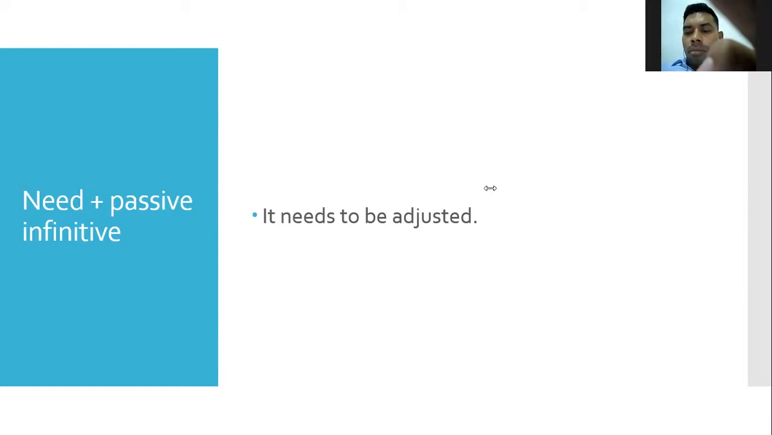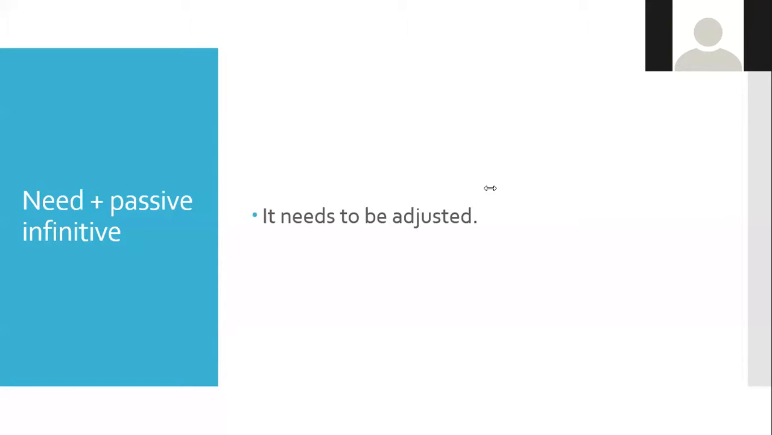I will check the chat here because I see that you're sharing something. Let me see. Oh, here we have some examples. The fuse box needs to be checked. Okay, that's the passive infinitive. The light needs to be fixed. Okay, that's a passive infinitive. And also Carlos Herrera said, my car needs to be checked.